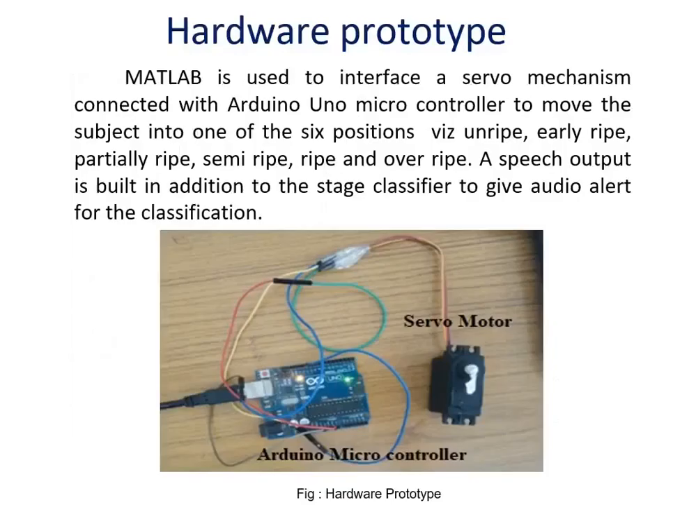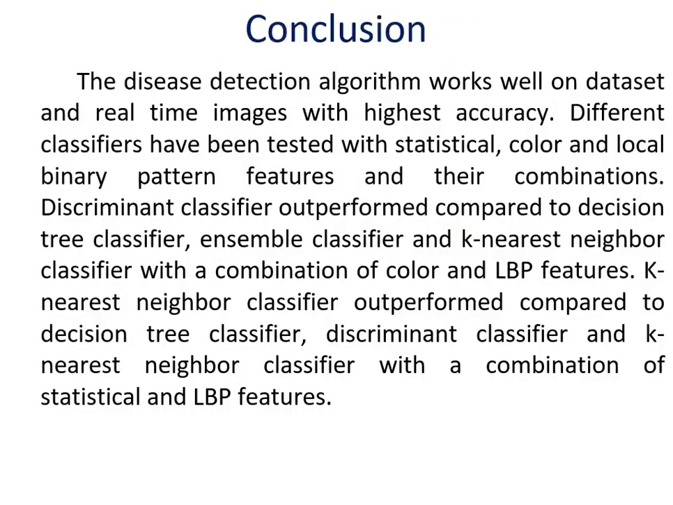This is the hardware prototype which consists of an Arduino Uno microcontroller and a servo motor. Here we have used a servo mechanism in order to rotate the mango into one of the 6 desired locations. Those are unripe, early ripe, partially ripe, semi-ripe, ripe, overripe. And we have built a speech output in addition to the stage classifier to give audio alert for the classification.